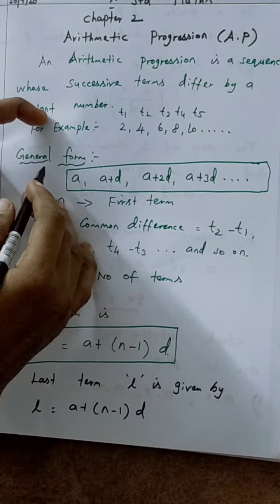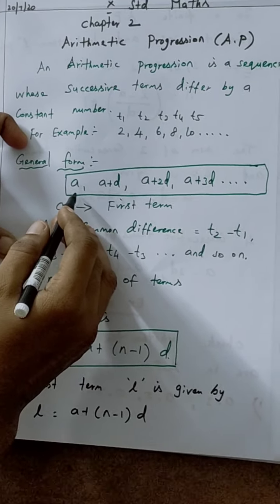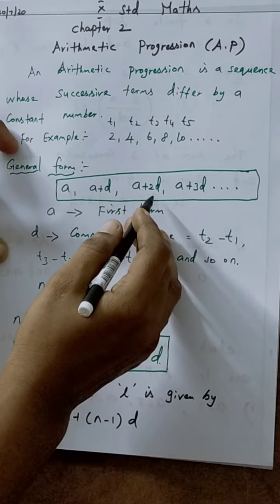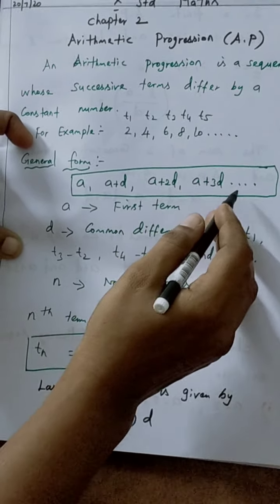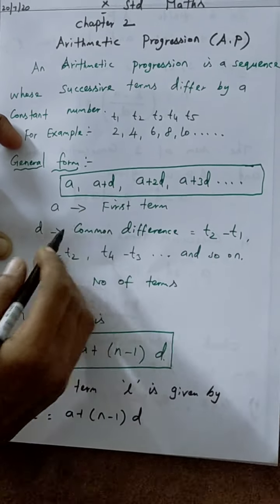So first, the general form. General form means the first term is a, the next term you find is a plus d, a plus 2d, a plus 3d and so on. That is the general form of an arithmetic progression.